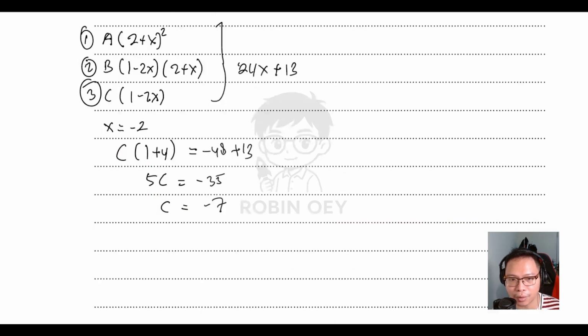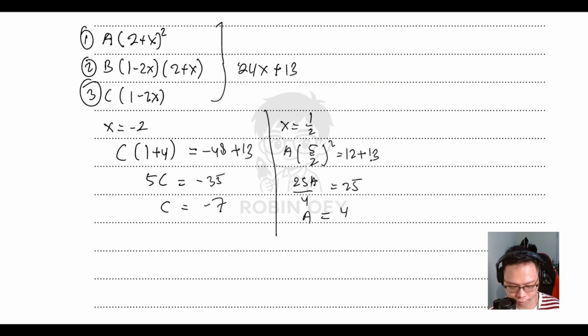So this is the first part. Second part, let's say we use x equals half. A times (5 over 2) squared equals 12 plus 13. So we have 25A over 4 equals 25. So I get the second answer, A equals 4.